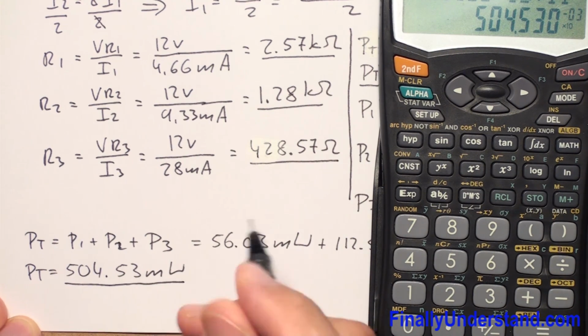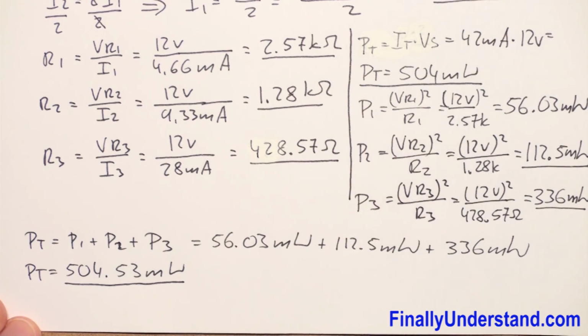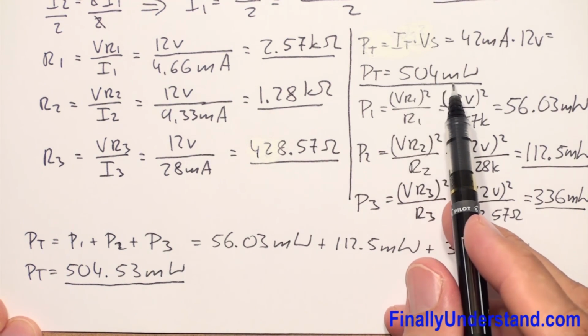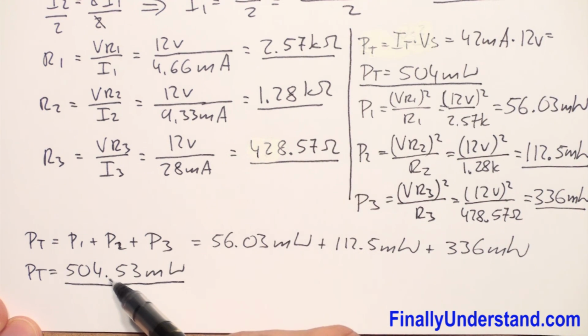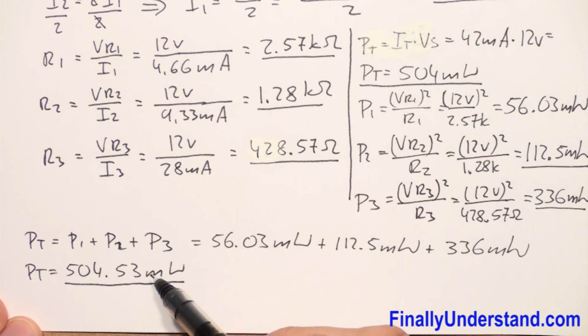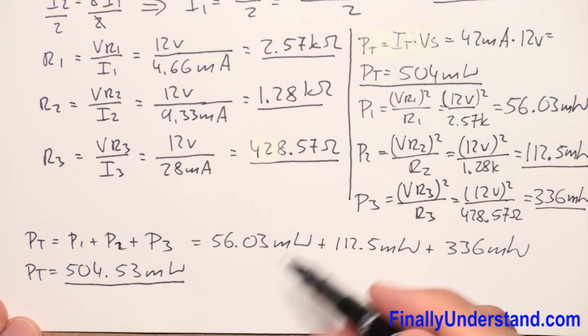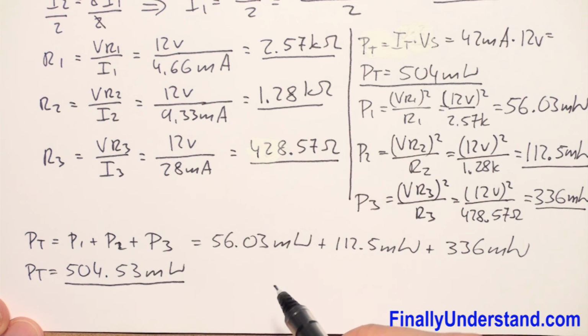milliwatts. Now let's compare the results. Before I got 504 milliwatts, now I got 504.53 milliwatts. As you can see, these results are very close to each other, so it means that all our answers are correct. And now we can say that the problem is solved.